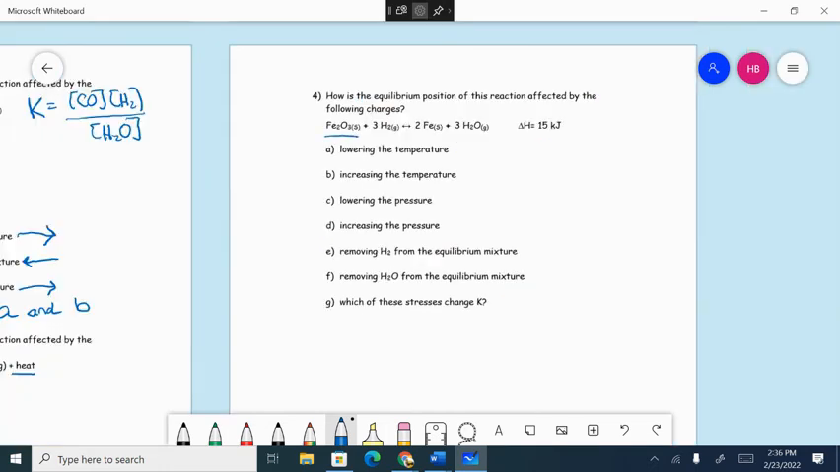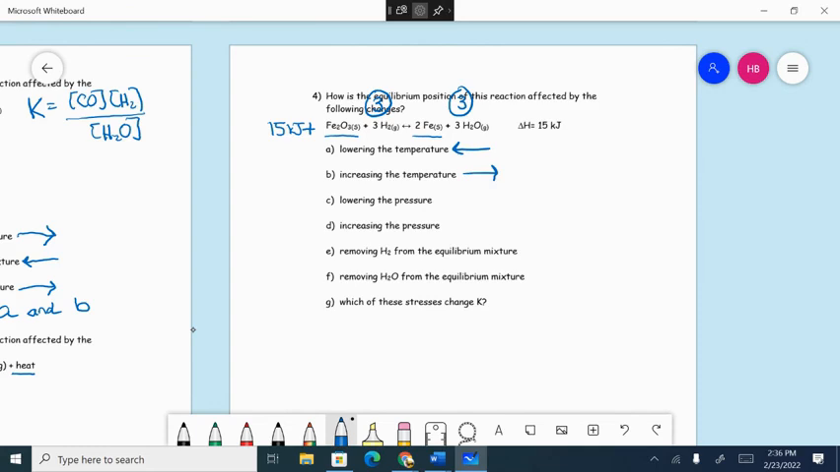These two are solids, so they get left out. That means that my only moles of gas are 3 on the reactants, 3 on the products. This is listed as a delta H of plus 15. That means the plus means that it is a reactant. It's entering the system. Heat is entering the system. Therefore, it's endothermic. So if I lower the temperature, it'll shift towards the reactants.